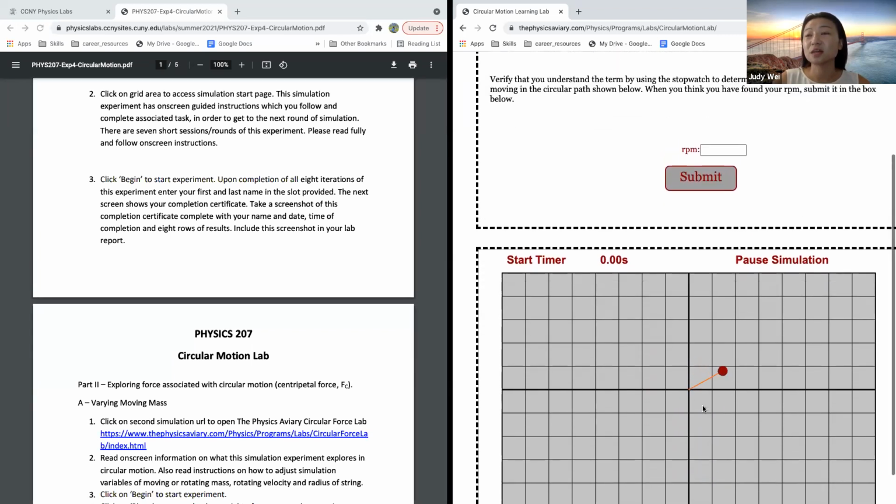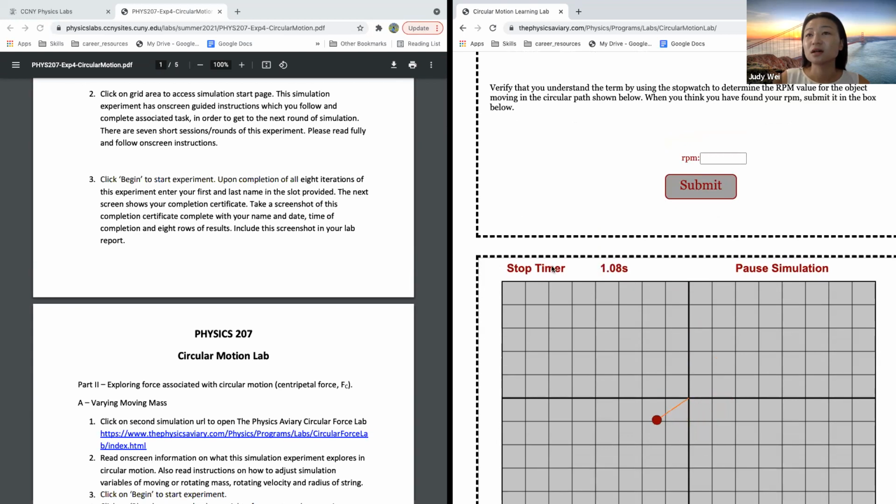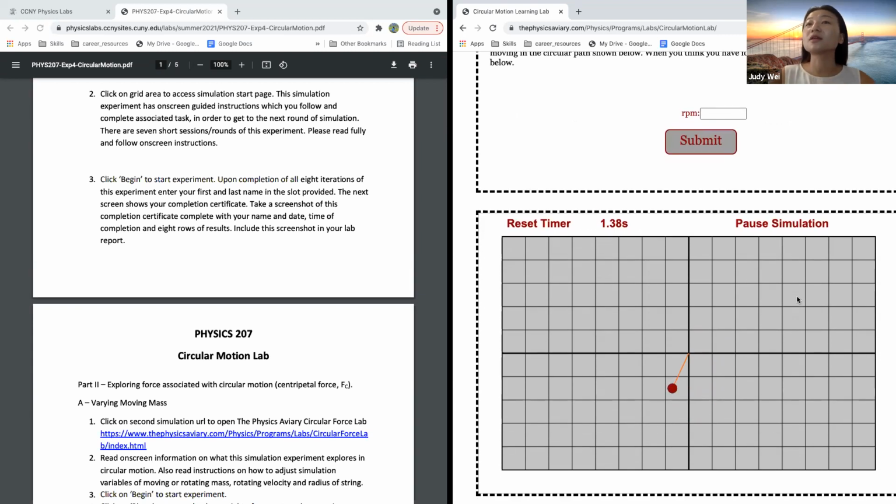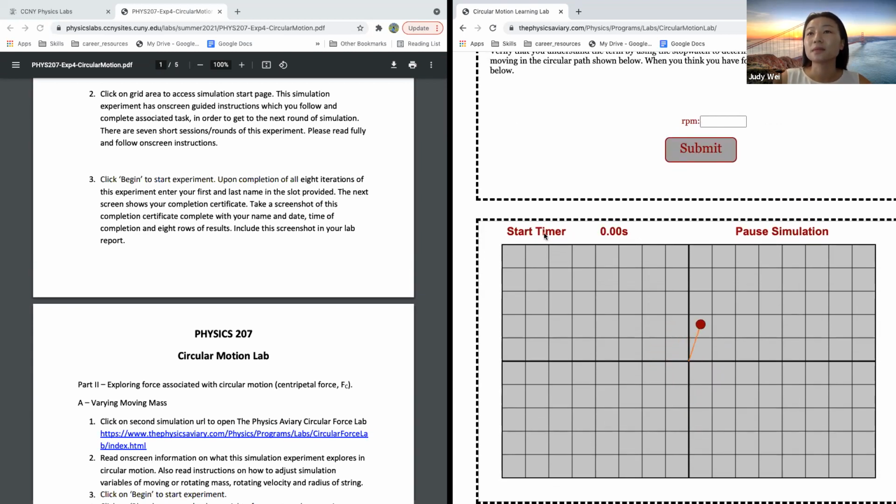Let me see. Start timer. Let's start. Can we reset? Reset here. So when the ball starts from here, then we start timing. Okay, then we'll wait. One, two, we just count for 1 minute.